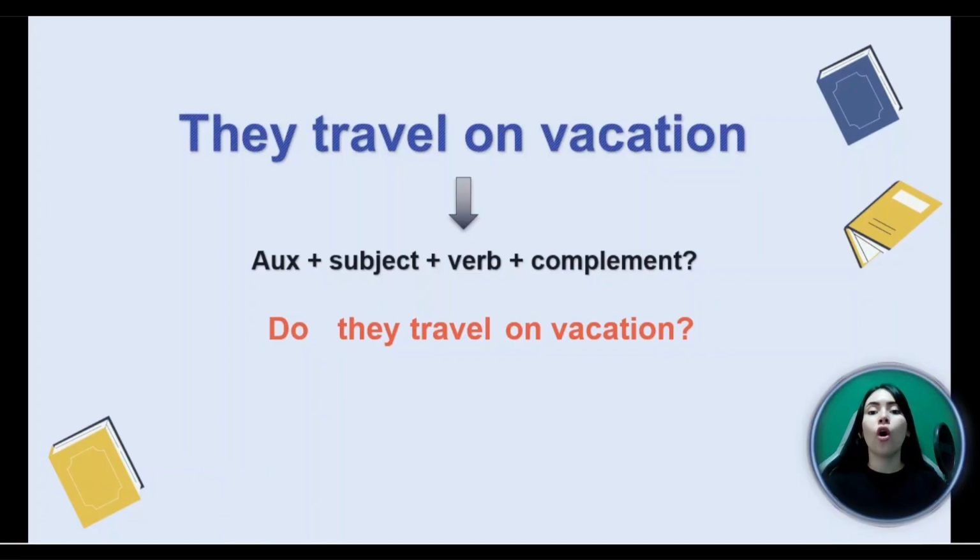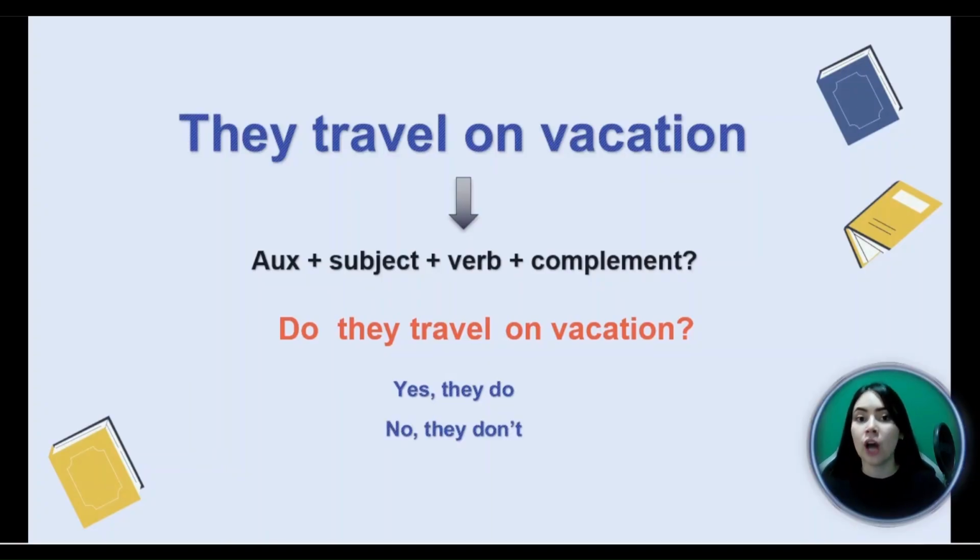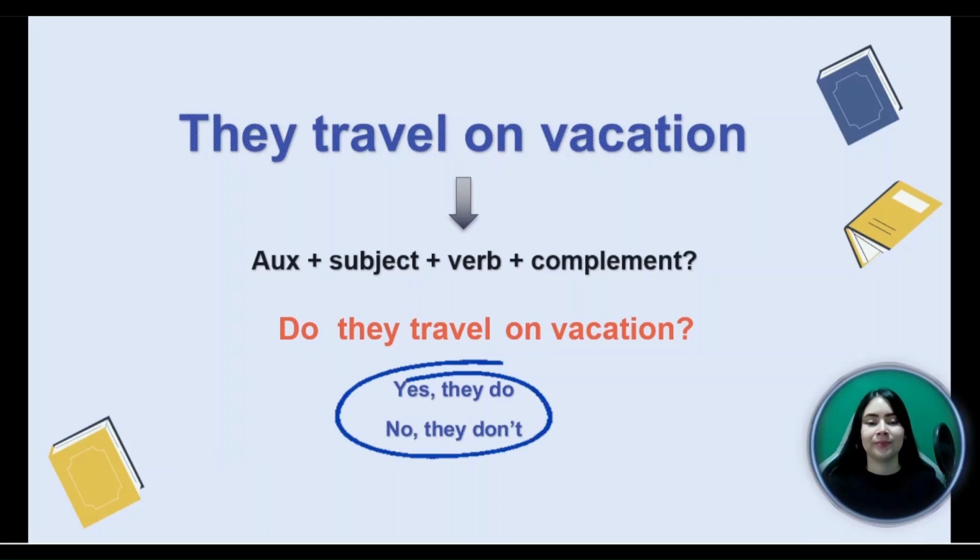We can use all the verbs except the verb to be. Remember, do they travel? Do they read? Do they play? Do they eat? Good. What is the answer for this question? Yes, no. And the auxiliary. Yes, they do. No, they don't, or they do not. Yes, they do. No, they don't.